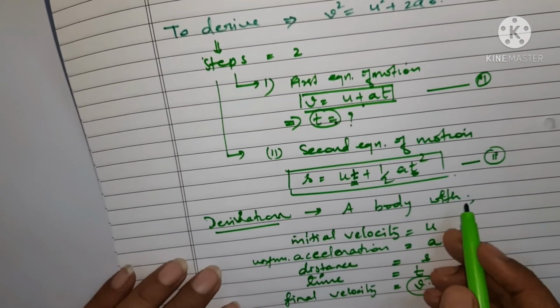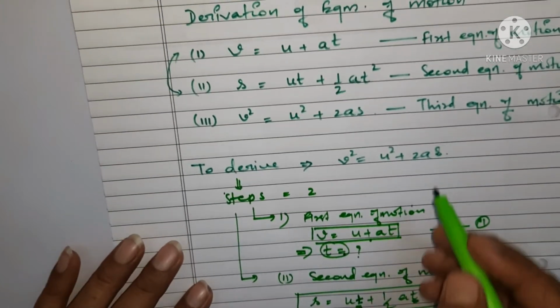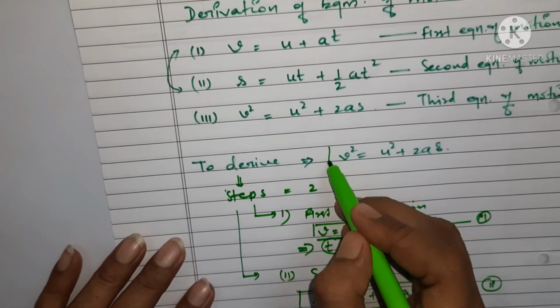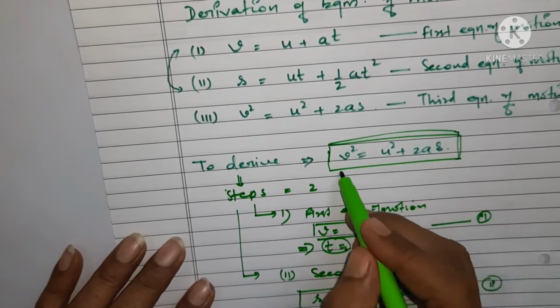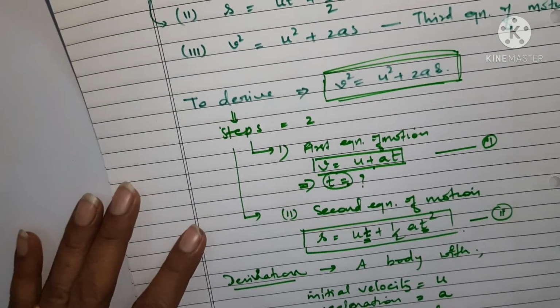So your derivation is to derive this equation. Understood? Now we are going further. How to derive? Let us see.